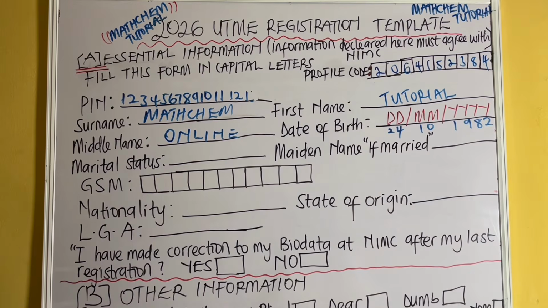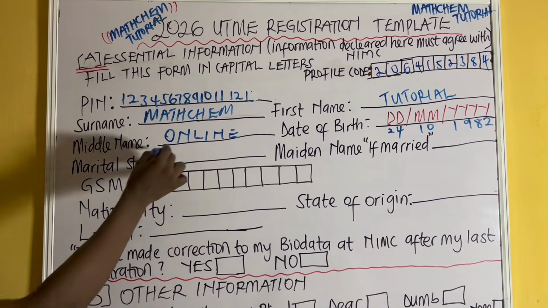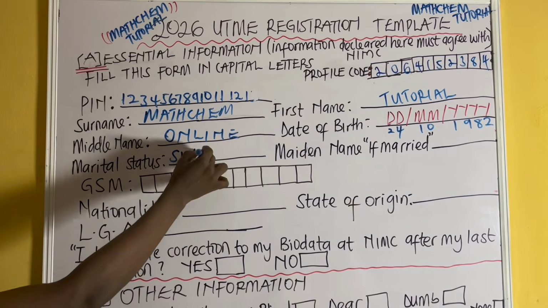After that, the marital status, which simply means are you married, single, divorced, or which one are you? Most students are always single. So let's put single here.